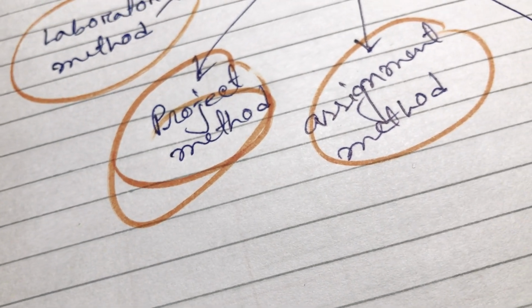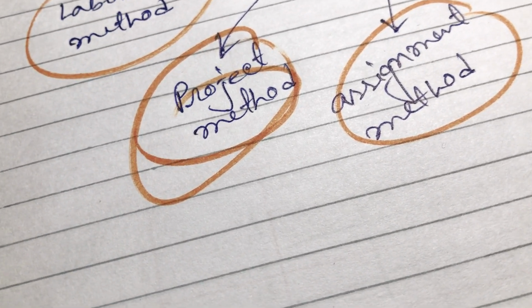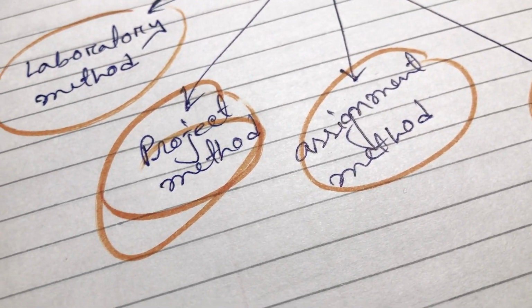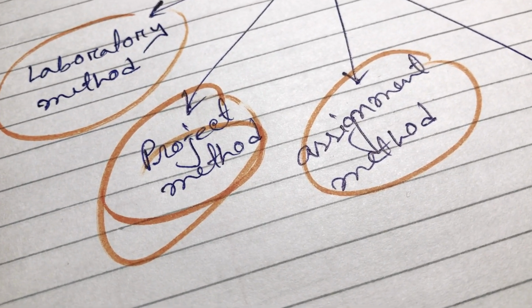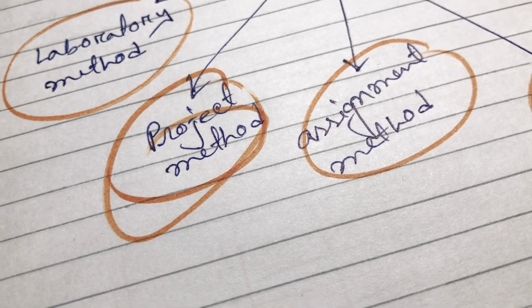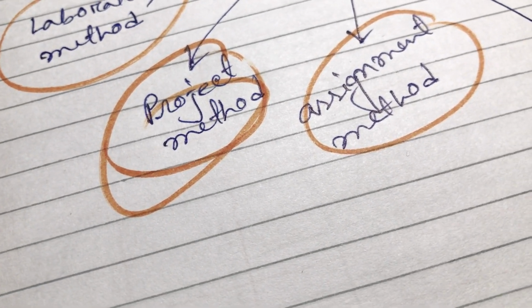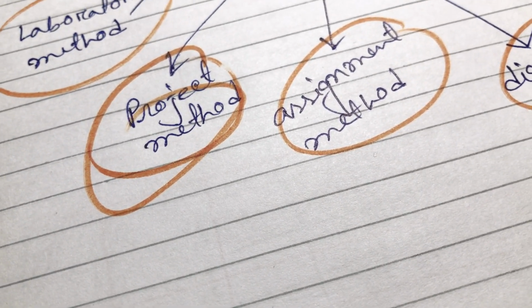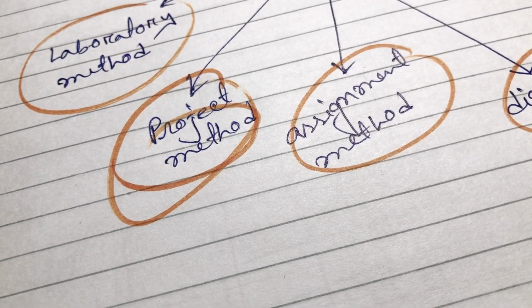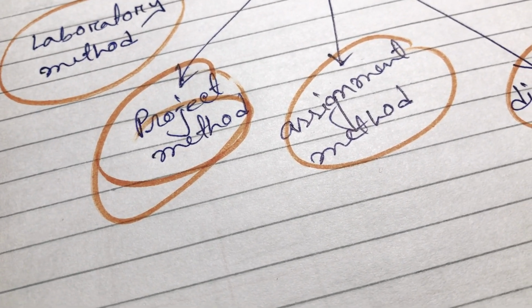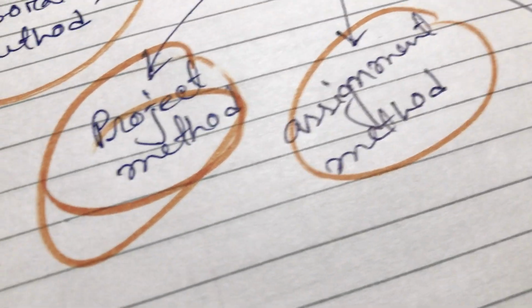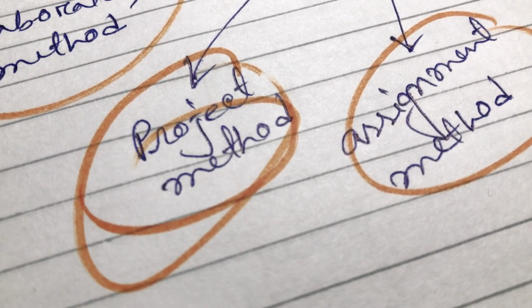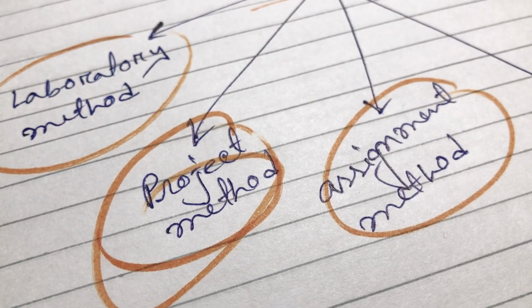The project method of teaching involves four types of projects: one is the constructive method, two the aesthetic method, three the problematic method, and four the drill method. With these four types, step by step, we can complete the project method. The next step is the merits and demerits of the project method.